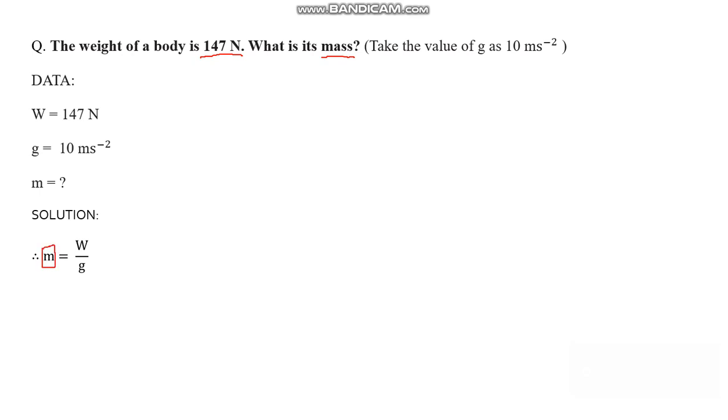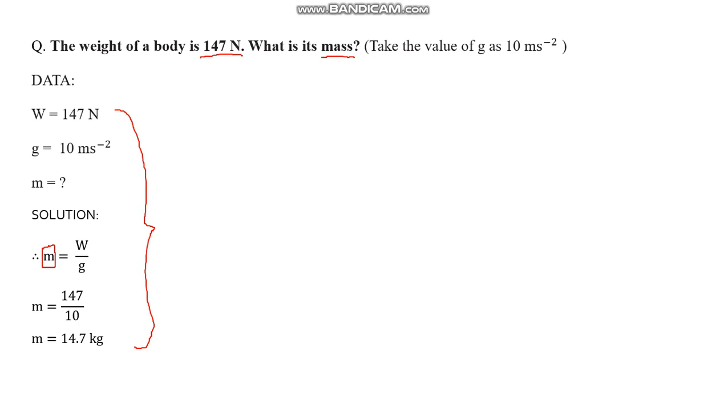Now put all the values. The weight is 147, g is 10. With the help of a calculator, if you divide these two values, the mass is 14.7 kg. So here you can see that weight and mass are two different quantities. If a body has a weight of 147 Newton, and we take the value of g as 10, then its mass will be 14.7 kg.